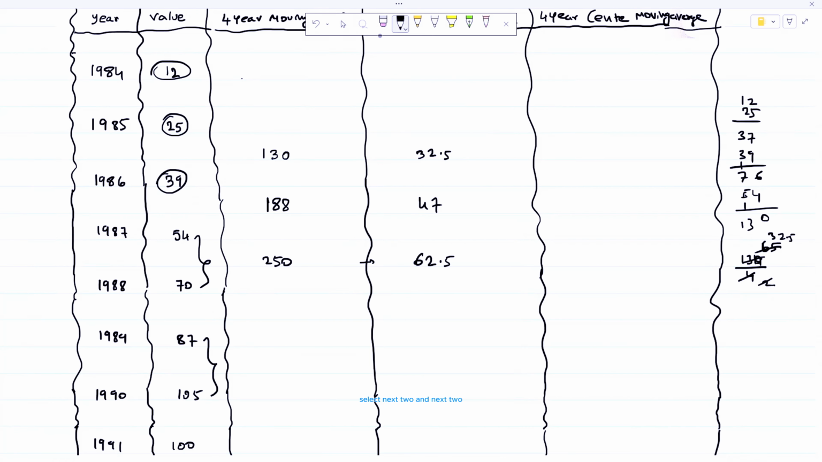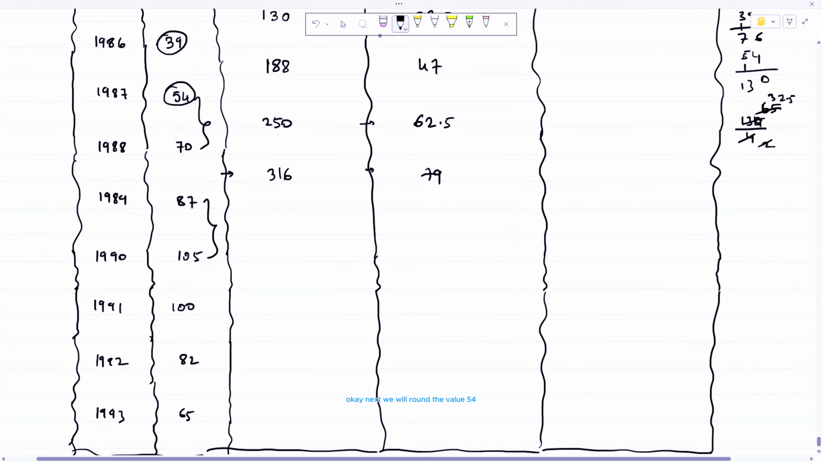Select the next 4, identify the gap between them. The previous sum, you can see 250, right? From this 250, we will subtract the rounded value 39. So it will be 211. And we will add a new entry 105 to this. It will be 316. That 316 will be entered here. And if it is divided by 4, it will be 79. Next, we will round the value 54.